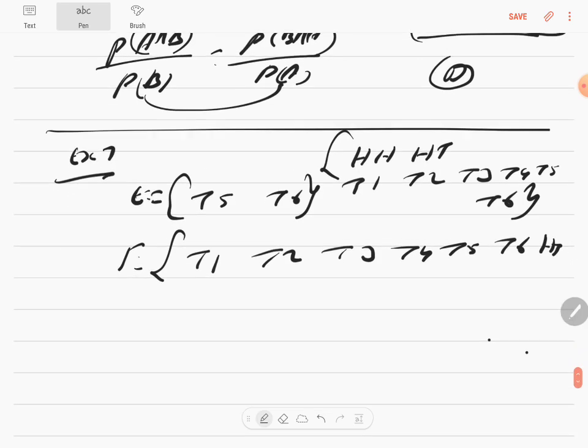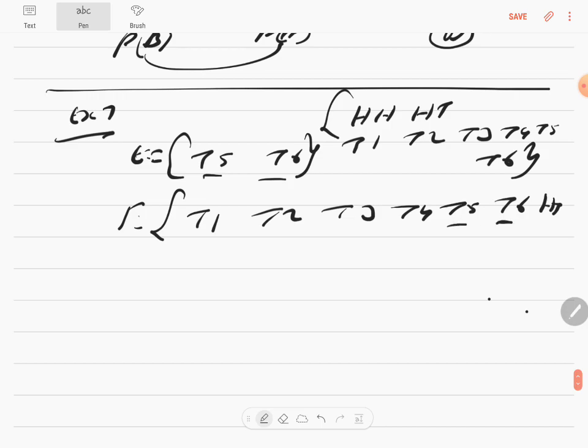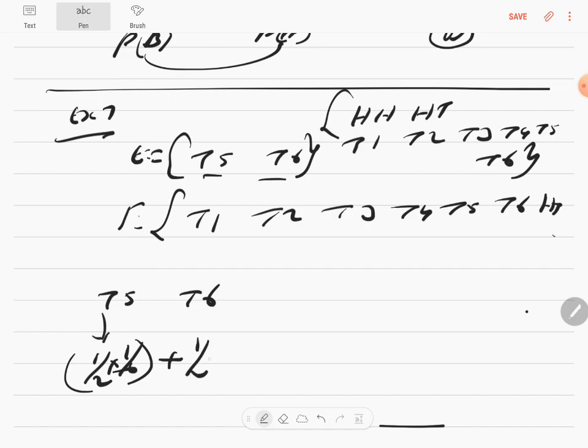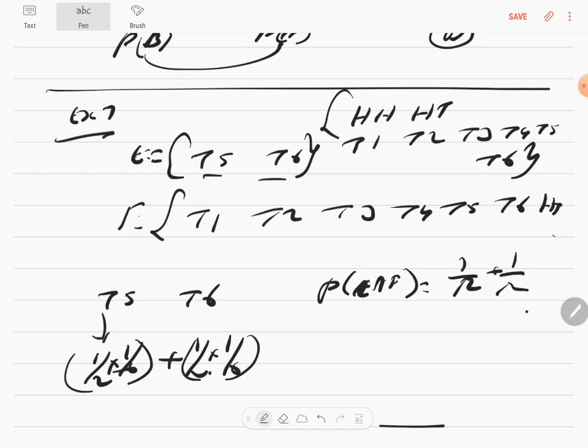So what is intersecting is T5 and T6. You can't write 2 is intersecting out of 1, 2, 3, 4, 5, 6, 7. It will be wrong. So you have to look at inner probabilities, correct? Let's look at this inner probability. 1 by 2 into getting a 5 is 1 by 6, plus tail is 1 by 2 into 1 by 6. This is P of E intersection F, which is 1 by 12 plus 1 by 12, which will be 2 by 12, correct?